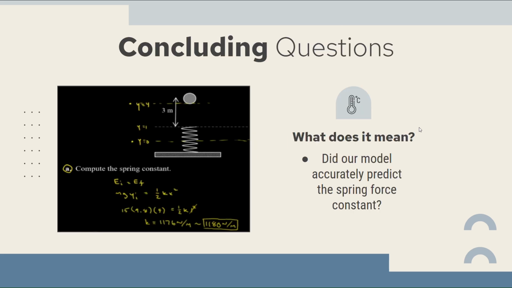Concluding questions: what does this mean? Did our model actually accurately predict the spring force? Yes. When we look at the actual solution to the problem, we see they also got 1,176 newtons per meter by using the same equations we did.